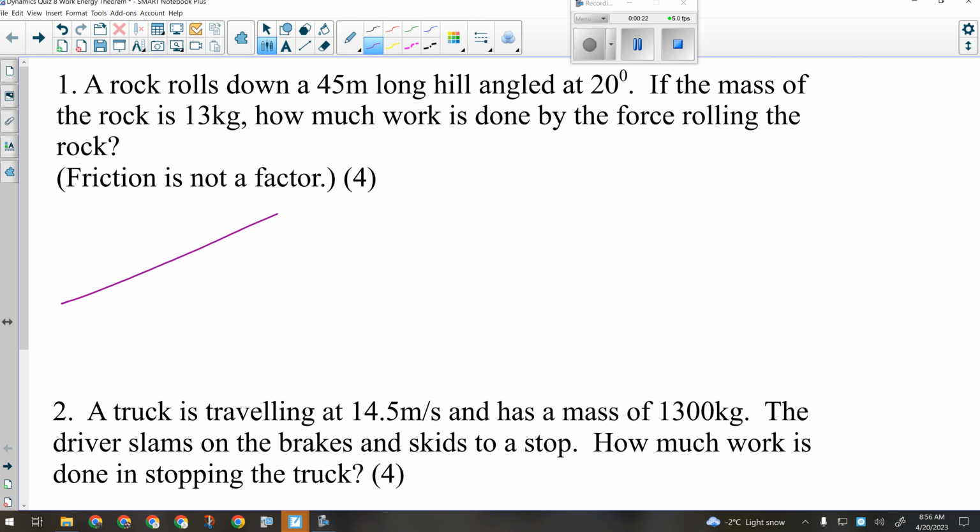Okay, in this first one, we've got a ramp. We know it's angled at 20 degrees. We know the length of it is 45 meters. Now, it tells us here friction is not a factor. So if friction is not a factor, how does the total mechanical energy at the top of the ramp compare to the total mechanical energy at the bottom of the ramp?